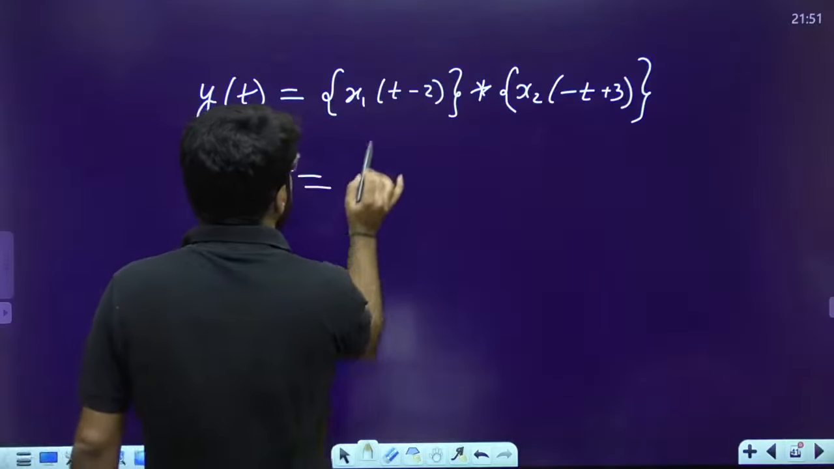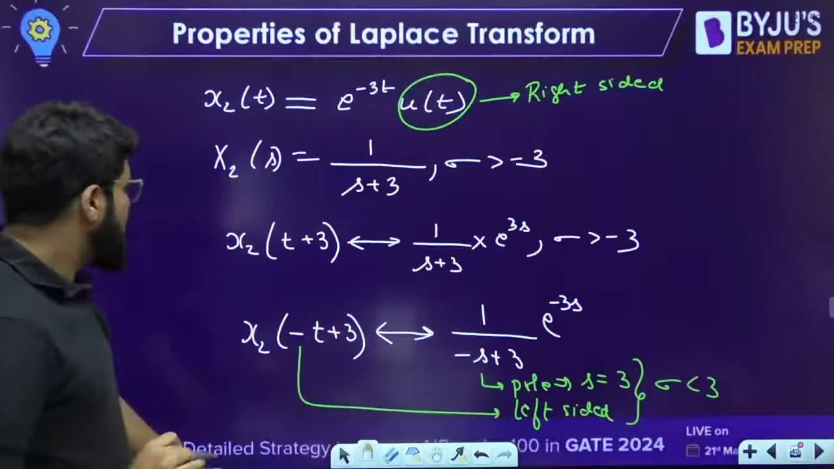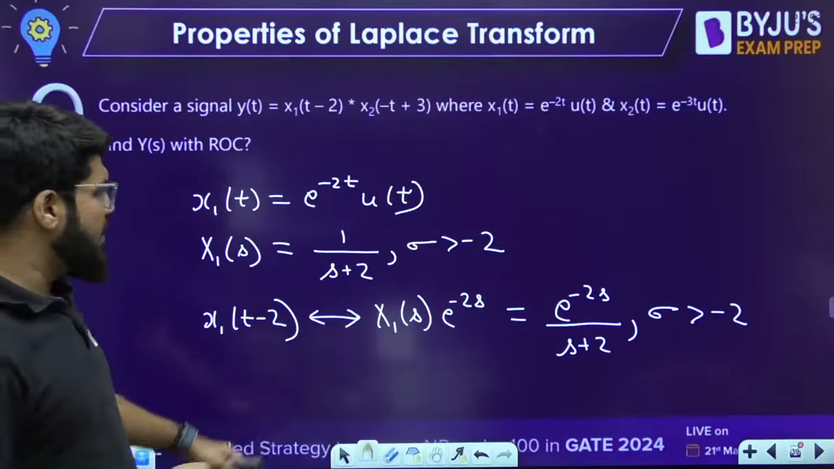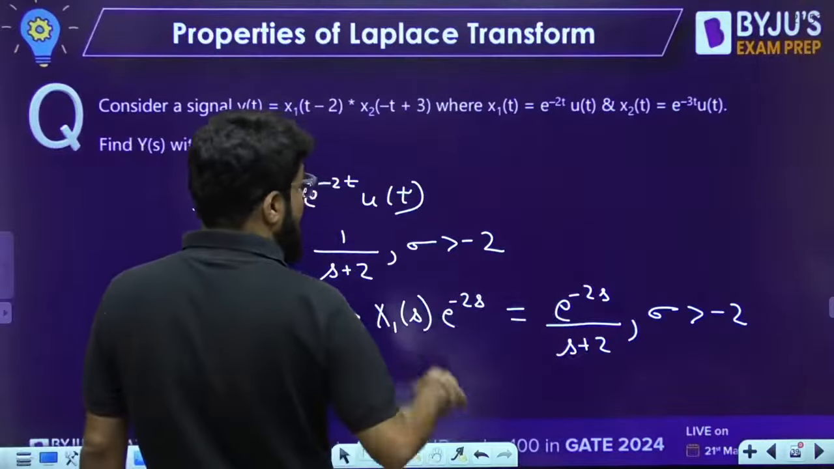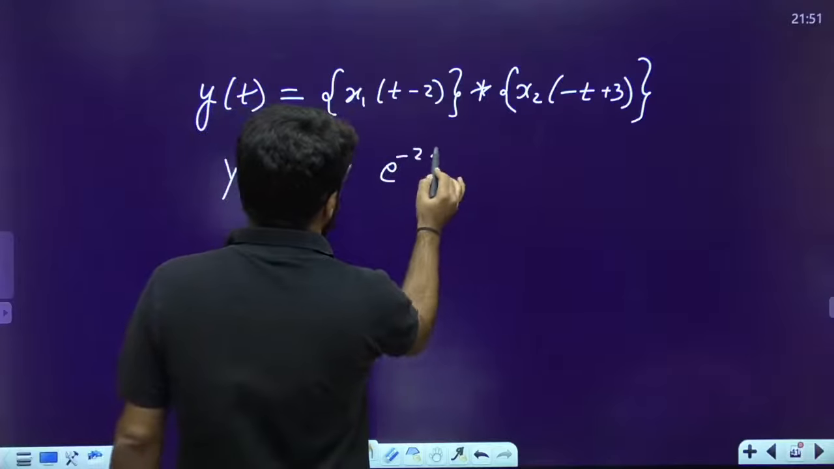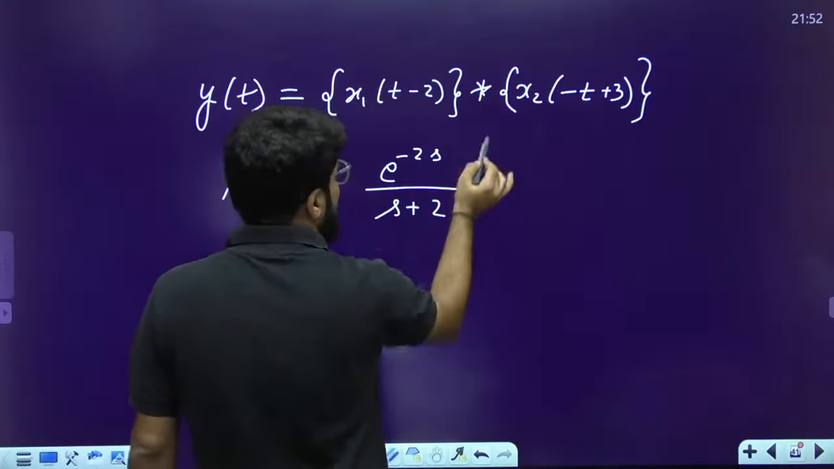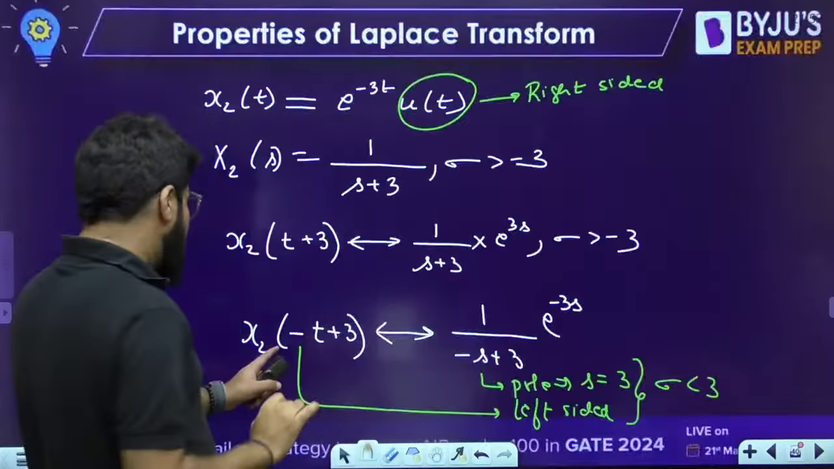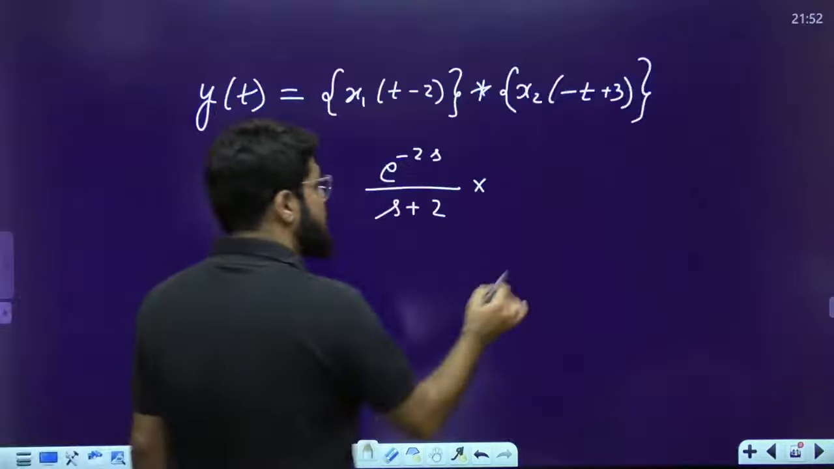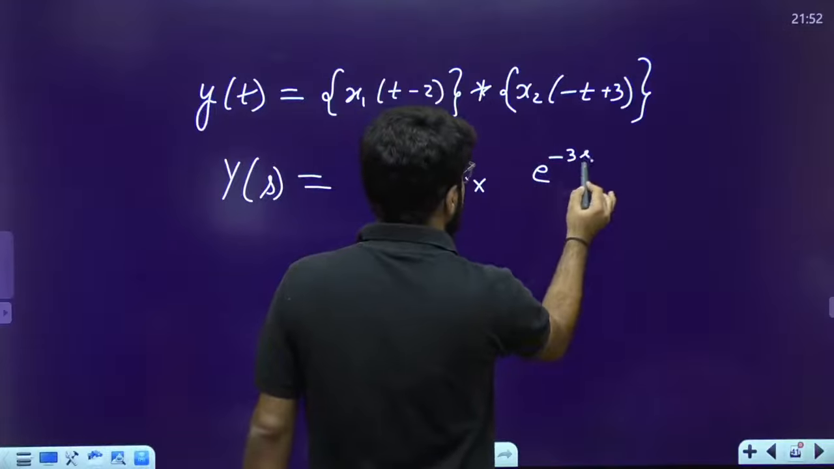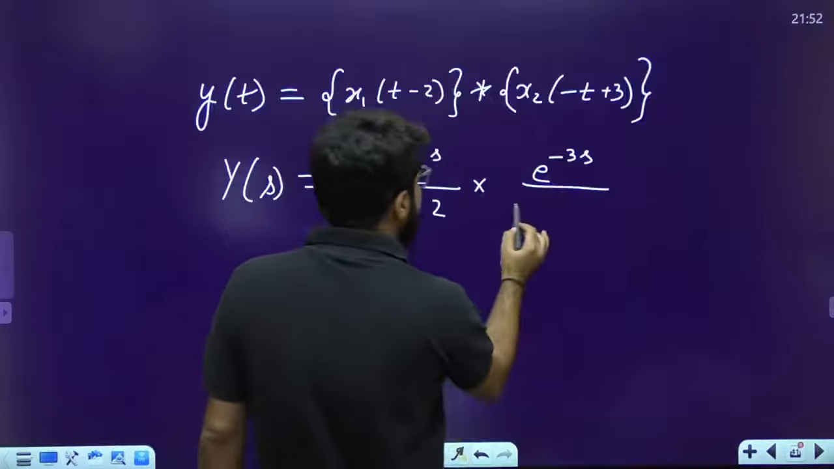So Ys will be, first Laplace transform likhenge. What is the first Laplace transform? For x1(t minus 2) you have the Laplace transform e power minus 2s upon s plus 2, multiplied by, convolution converts to multiplication, for x2(minus t plus 3), the Laplace transform e power minus 3s upon minus s plus 3.